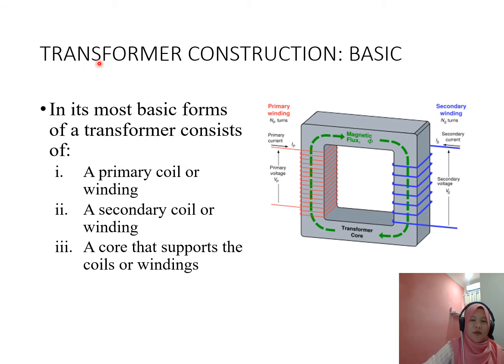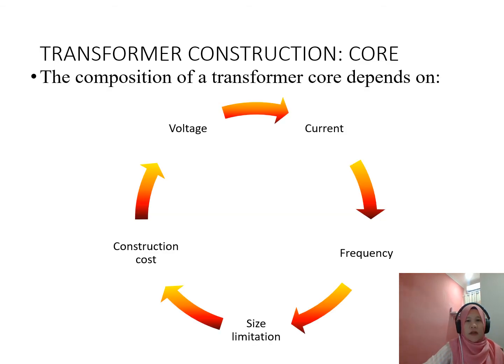The basic transformer construction can be seen in this figure. In its most basic form, a transformer consists of a primary coil or winding. So this is the primary coil, a secondary coil or secondary winding, and a core that supports the coil or winding. The composition of a transformer core depends on the voltage, current, frequency, the size limitation, and the construction cost.